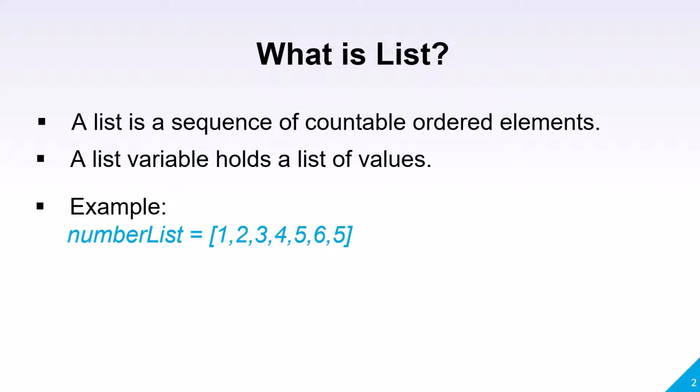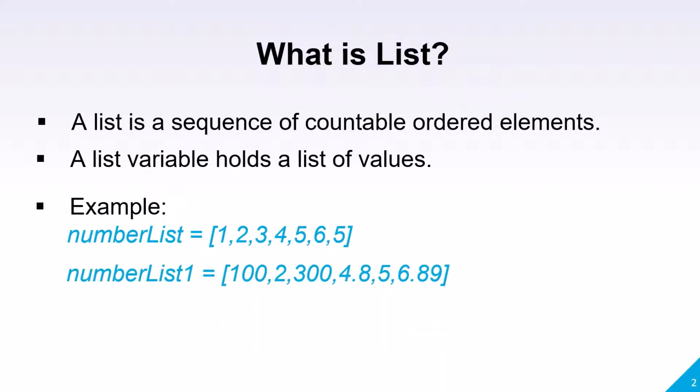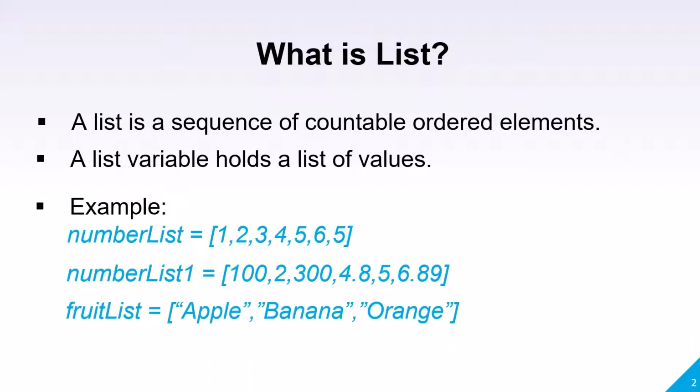So let's go to another example. Let's say number list one. It's containing 100, 300, 4.85, 6.89. So it can be a combination of different types of numbers or strings. Another example, let's say fruit list. We have apple, banana, and orange. So everything is ordered and countable.